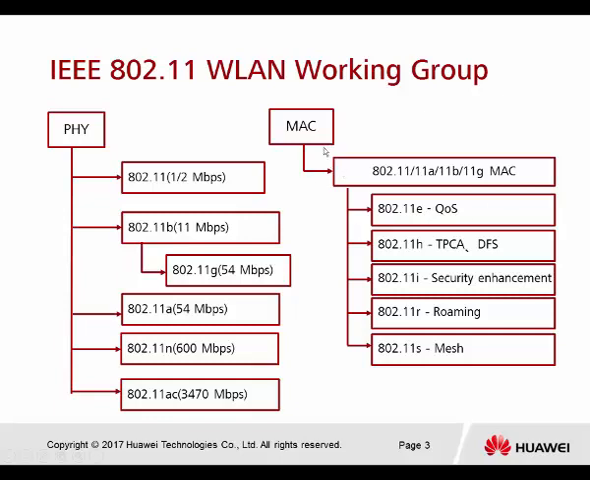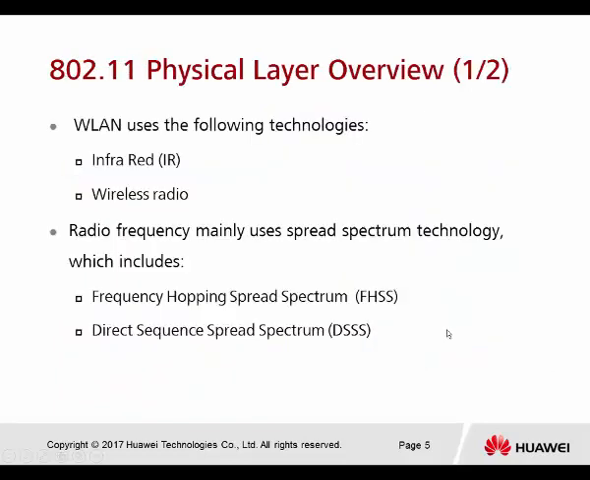Then for the MAC layer, they have 802.11e. This standard is used for QoS. 11h is used for TPC and DFS. 11i is mainly for security. 11r is for roaming, and 11s is for mesh. This is the overview for the physical layer.